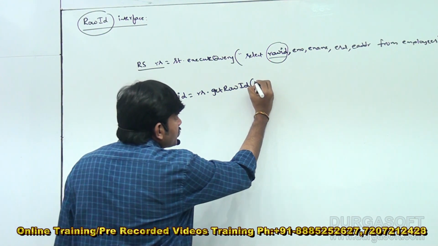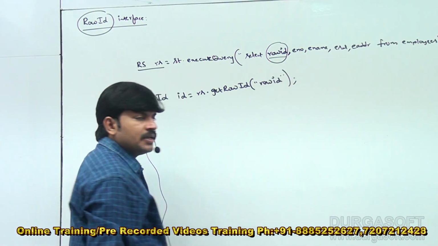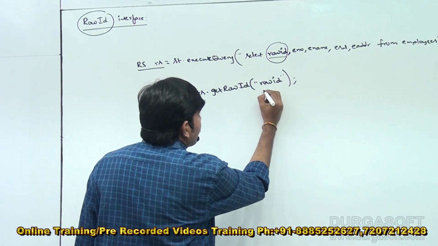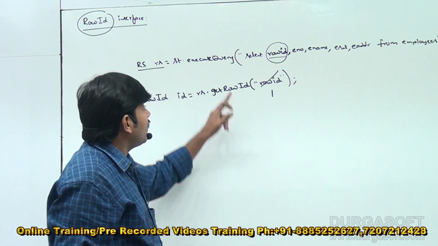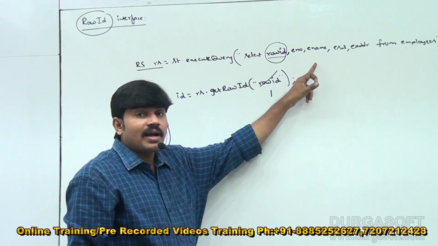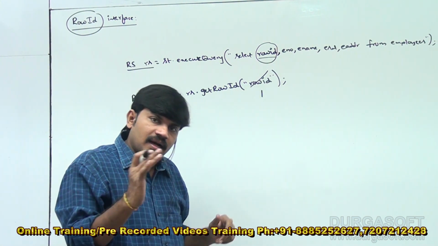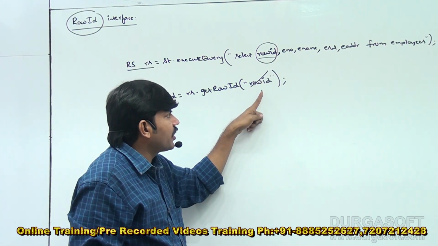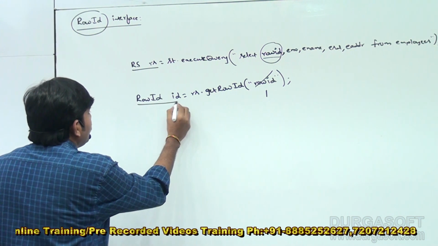You can use either the column name. What is the column name? Row ID. Either the column name, or instead you can take 1, because in this result set 5 columns are there. The first column is nothing but the row ID. Either the column name or the corresponding column index we can use. So, 1. Now I got the RowId object.